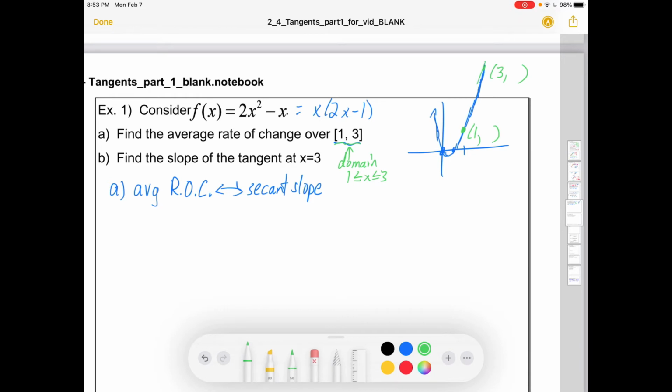So if we want to find that secant slope, I just need to find the corresponding y's that go with each of those x's. So f of 1 would be 2 times 1 squared minus 1. Oh, so that's 2 minus 1. So the point (1, 1) is on this graph. If I find f of 3, that will be 2 times 3 squared minus 3. And so what will that be? 18 minus 3 is 15.